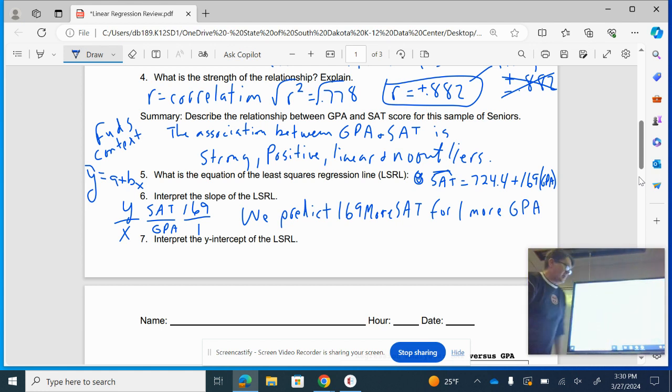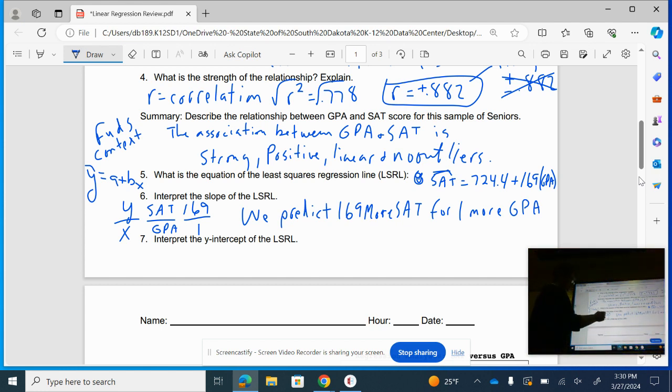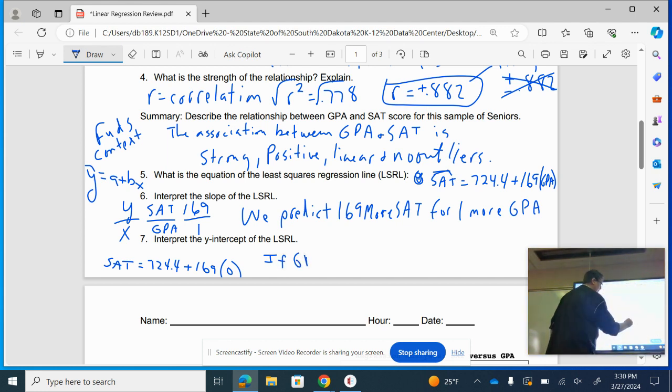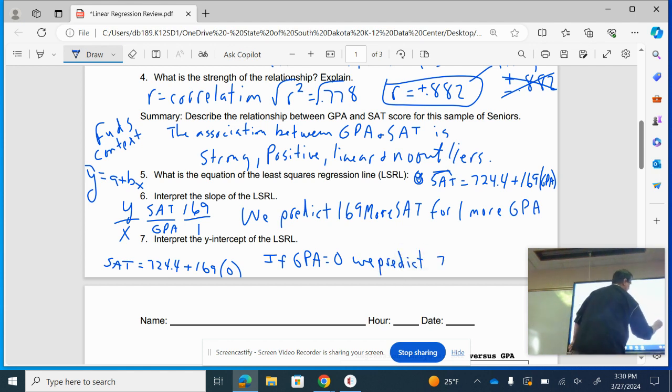Now, what's the y-intercept? Remember the y-intercept, if you take the equation, which is this, 724.4 plus 169 times the GPA. You're going to put in 0 for the GPA. Now, if you do that and you talk it through, if GPA equals 0, we predict 724.4 on the SAT. Okay?